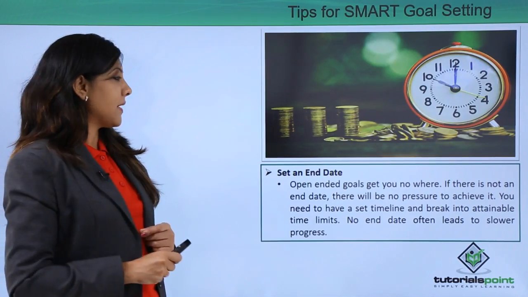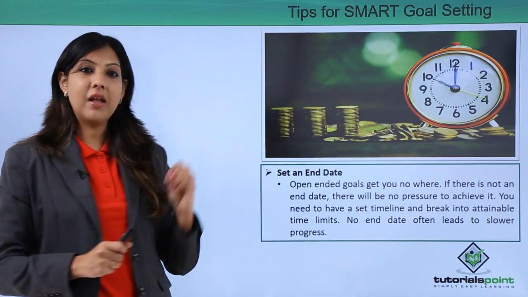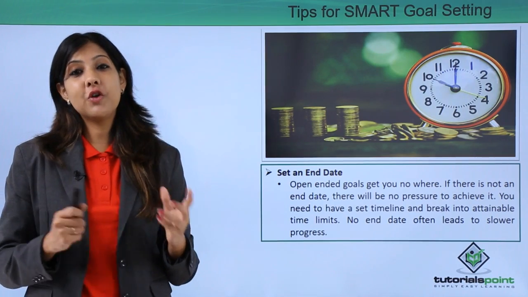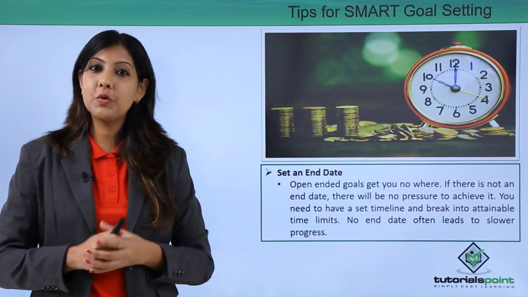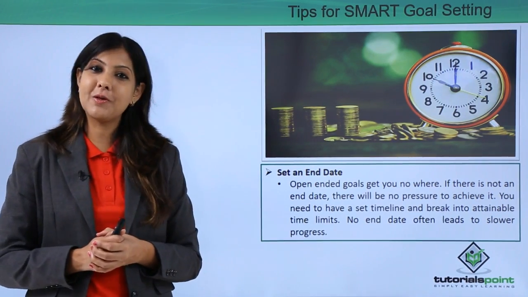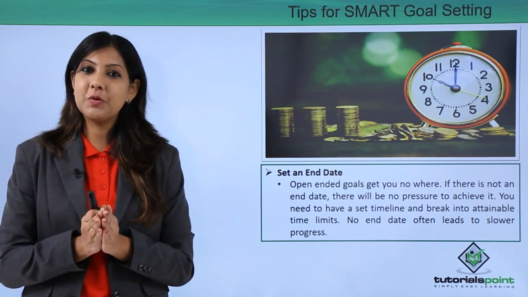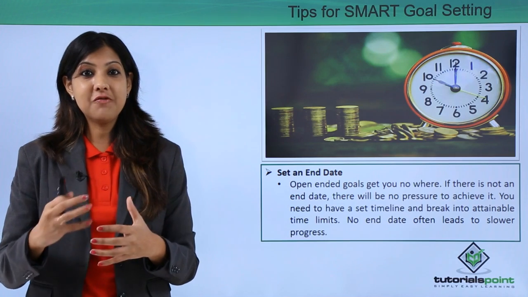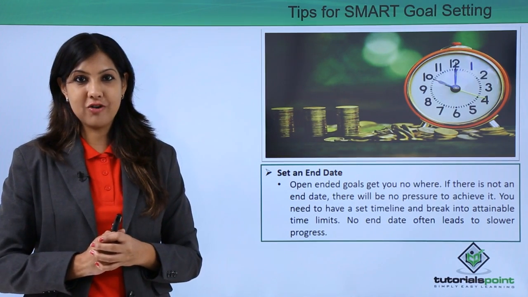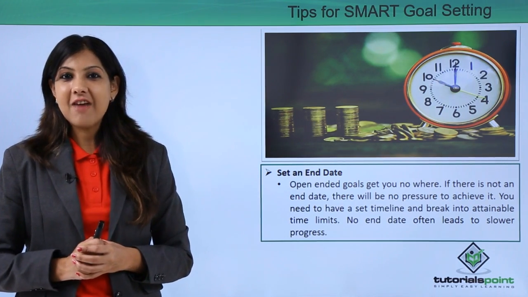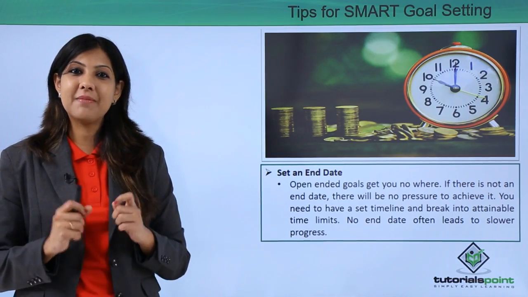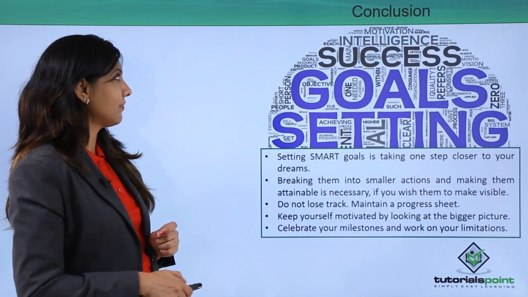Next tip for setting smart goals is set an end date. Well, if you do not have an end date, you will not know whether you are going to achieve your goals or not. So always have a deadline, a timeline, so that you know that this much is what is left to do and you can always track your progress. So always have an end time or a timeline for your goals.